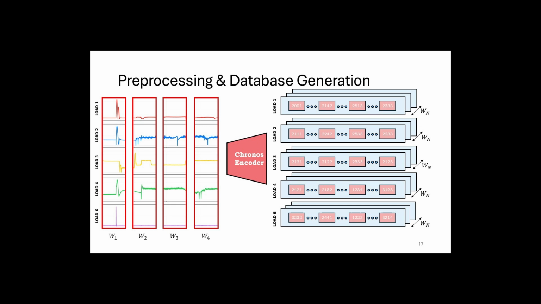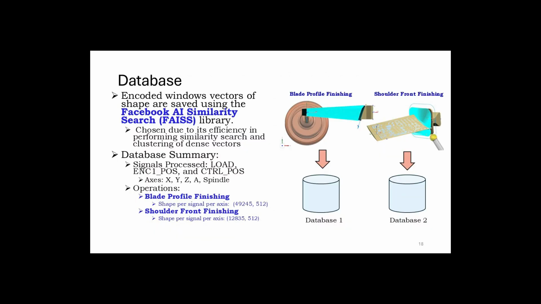So take, for example, this window here called window 1. We put that into the Chronos encoder, and that encodes it into these many different vectors we see. The vector size of the final resulting information is around 512 dimensions.